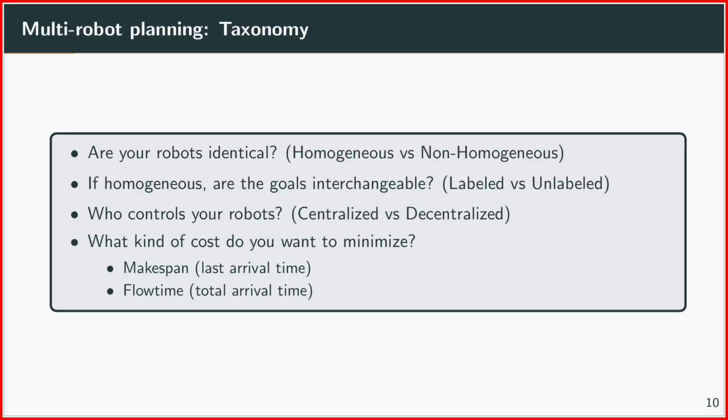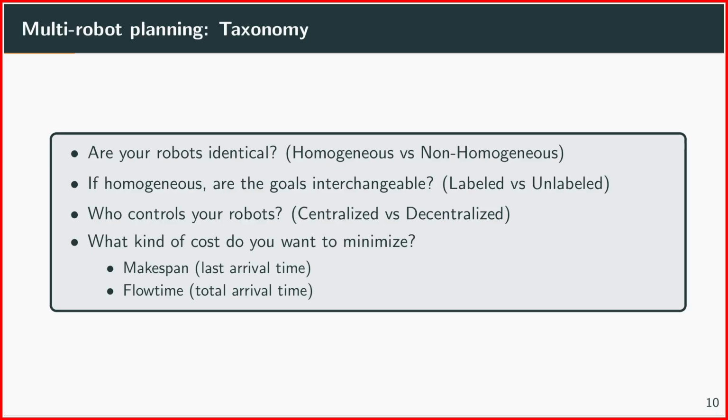Before I go more into details, I just wanted to give you a broad overview of some of the categorizations which people make in multi-robot motion planning. I would say the biggest and most important one for planning is the question of whether all your robots are identical. If all your robots are identical, we call that a homogeneous motion planning problem, and if they are not, then it's non-homogeneous. And as we will see later, if all your robots are equivalent, then we can do some very smart reductions and very efficient planning.